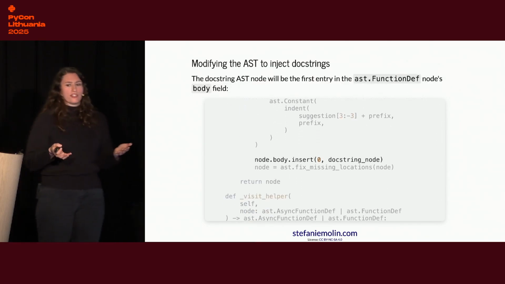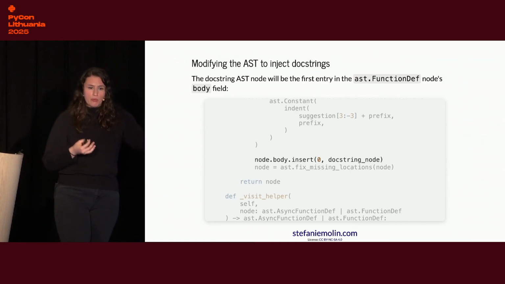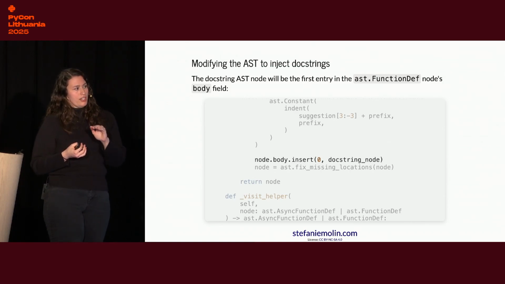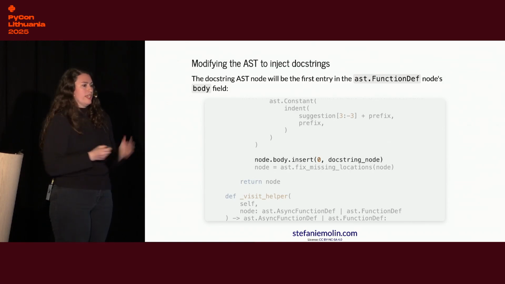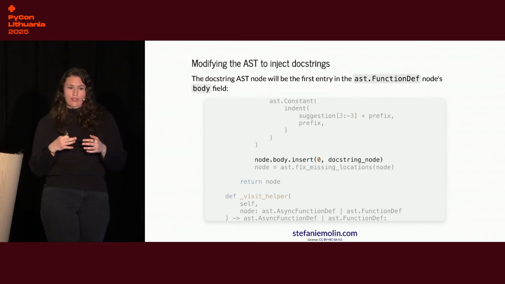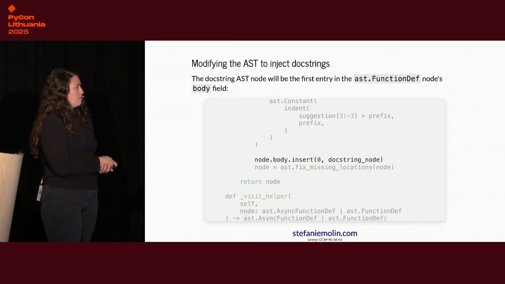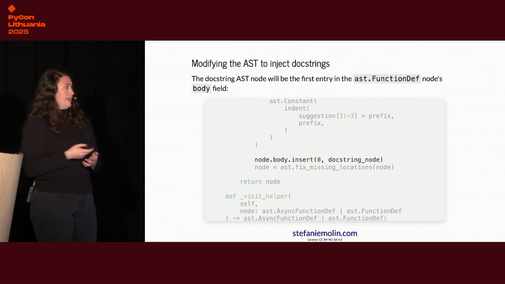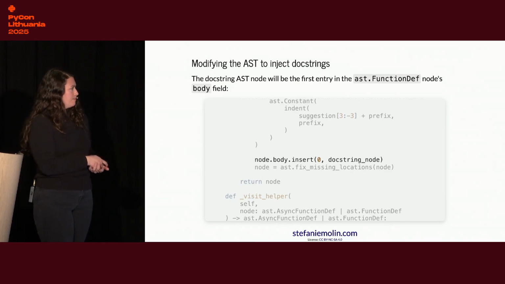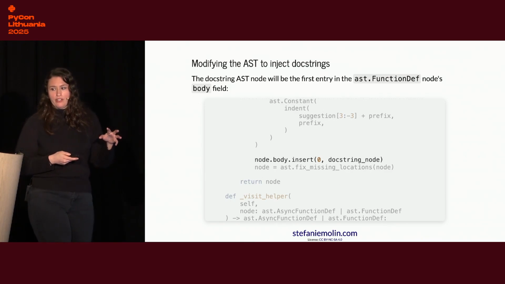And where would we insert the docstring? Right? We would always put this right underneath the function definition. So we will insert into the body of the function definition. So we take the body attribute from that AST node, which is a list, and we insert at position 0 that docstring node that we just made ourselves.